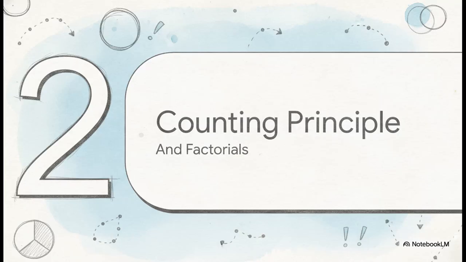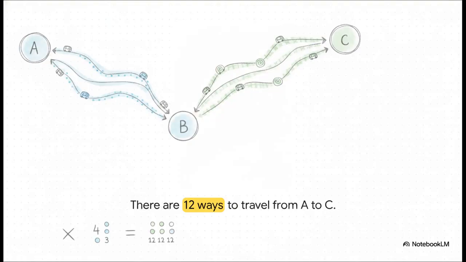Let's move right into part two, the fundamental principle and factorials. We have to lay the absolute groundwork first. And the fundamental principle of counting is wonderfully simple. It basically says that if one event can happen in m ways and a second event can happen in n ways, the total number of ways both can happen is just m multiplied by n.